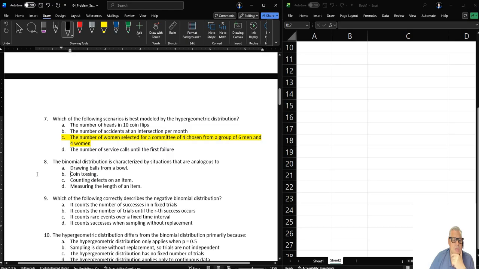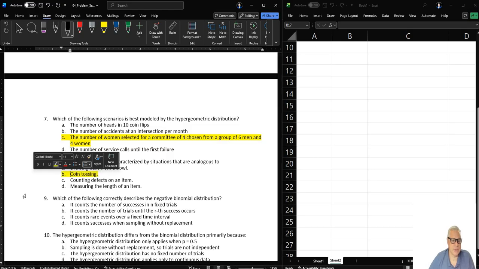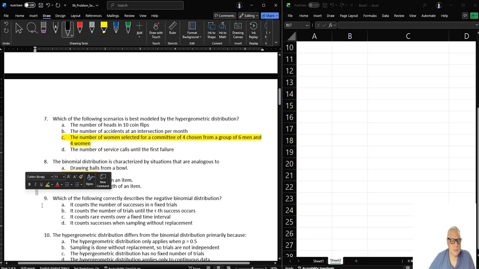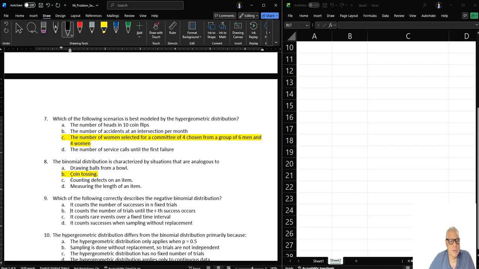The binomial distribution is characterized by situations that are analogous to drawing balls from a bowl. No. Coin tossing. Yeah, that's what we refer to several times. Counting defects on an item? No. Measuring the length of an item? No.